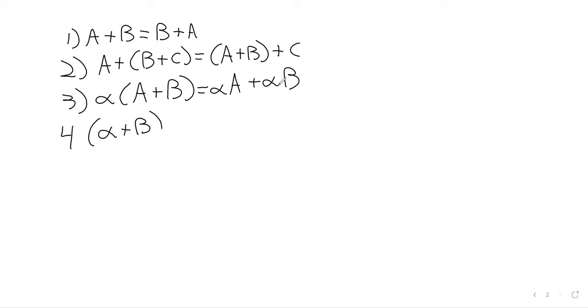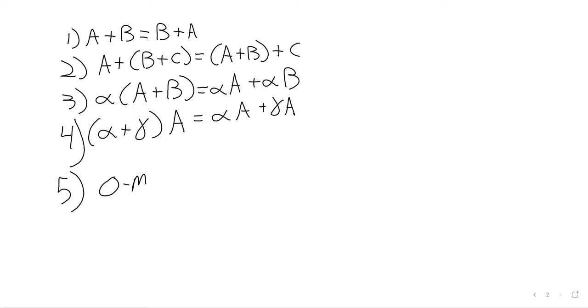Scalar, maybe I'd better not use beta, that looks a lot like a capital B. Similarly, scalar addition distributes in the natural way. There's a zero matrix, the matrix whose entries are all zero.